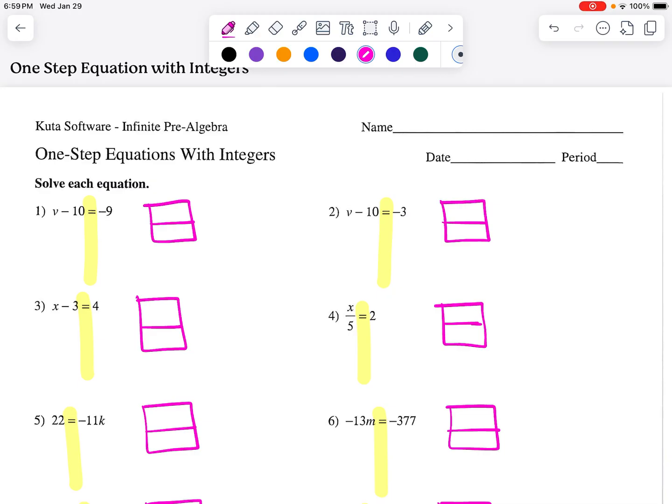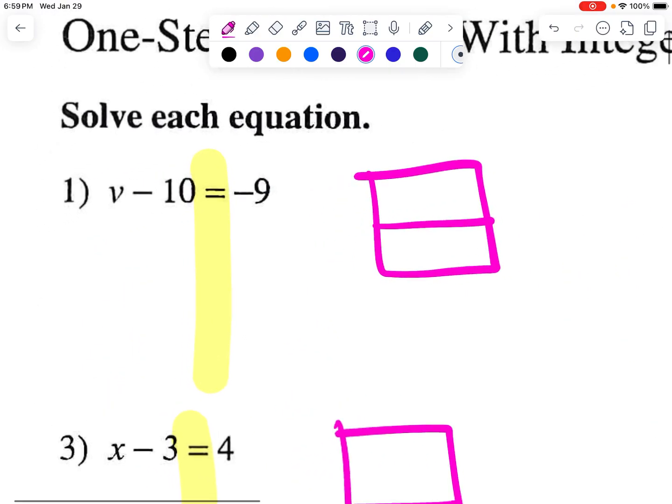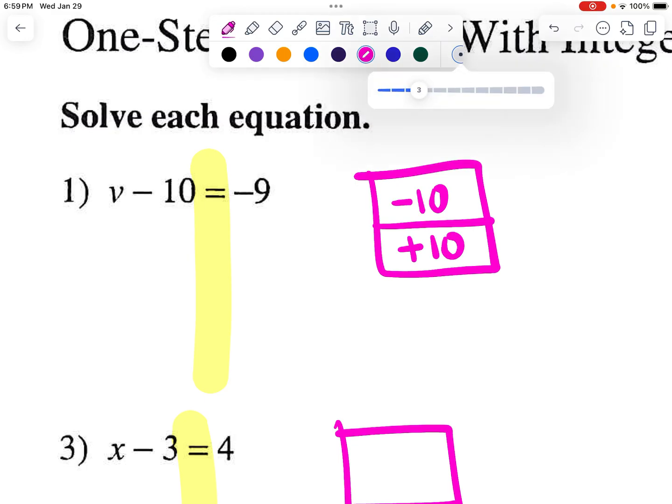I took the liberty to break out the sides to left side, right side, and I started the thinking box, okay? So looking at number 1, you will ask yourself the question of what's going on with V. Well, it's being subtracted by 10, and to undo would be to add 10. So let's add 10 to both sides.